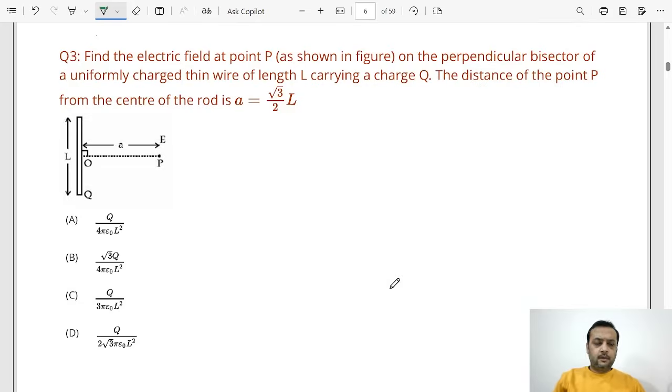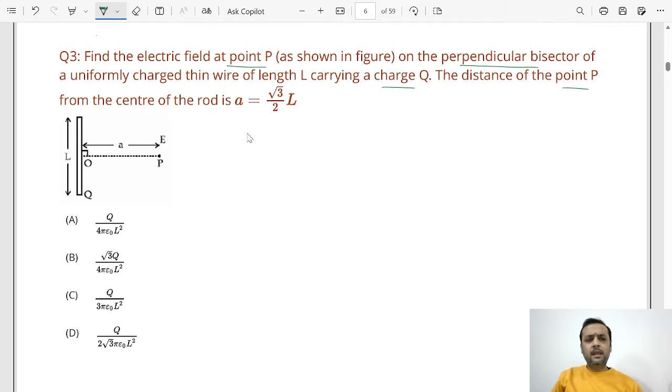All right. Let us see this question here from electrostatics. Basically, we have to find the electric field at the point P, which is on the perpendicular bisector of a uniformly charged thin wire of length L having a charge Q. The distance of P from the rod is A, and the length of the rod is L, and the relation between A and L has been given to us.